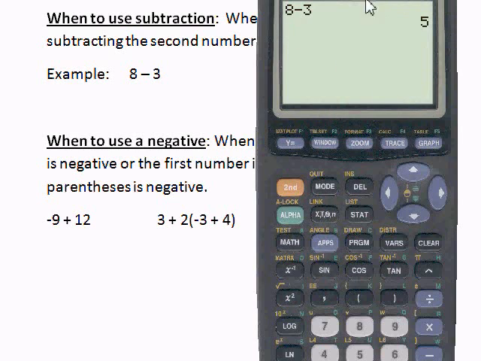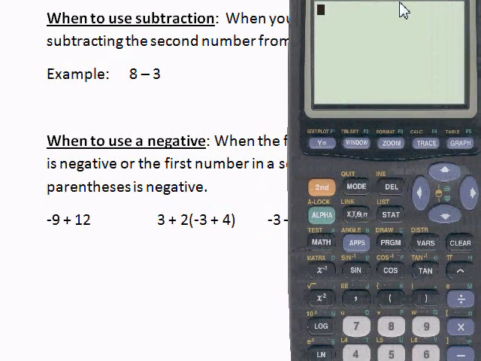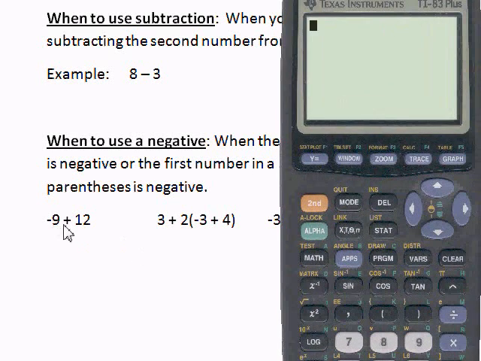5. So anytime your calculator gives you an error, you've got two choices. You can either press enter for quit or down to go to. And if you go to it, sometimes you can find out what you typed in wrong, sometimes not. Let's take a look at the next example, -9 plus 12.